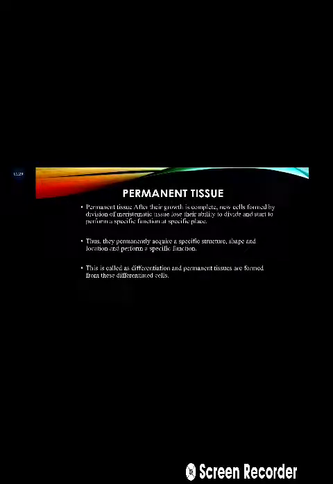This process of acquiring a specific structure, a specific shape, and performing a particular function is called differentiation. And permanent tissues are formed out of such differentiated cells. There are two main types in the permanent tissues. First is simple permanent tissue, and the second is complex permanent tissue. Now let us look into the activity to study the type of permanent tissue.